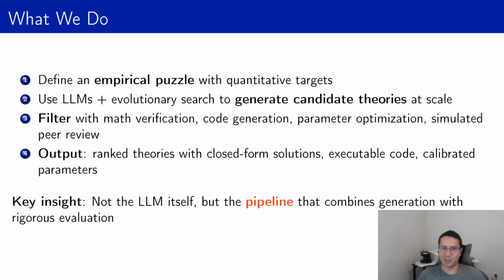These models are going to be very specialized, so I'll try my best to explain briefly what the issue is. We then use large language models and evolutionary research to generate candidate theories at scale. Filter with math verification, code generation, parameter optimization, and simulated peer review. And the output will be ranked theories with closed form solutions, code, and calibrated parameters, right? So it's not going to be the LLM itself, it's going to be the pipeline that combines generation with evaluation.